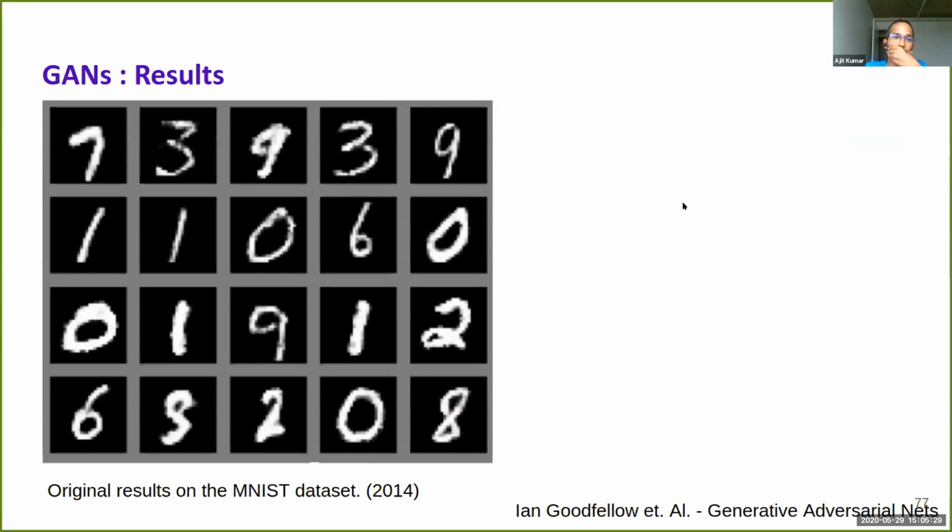So let's look at some results on MNIST data, on which this was originally trained in 2014. These are some generated images which are generated from completely random noise. These are images of different classes. If you start with different random noises, then you'll get different generated images. And these look pretty much similar to the original training data that we had.